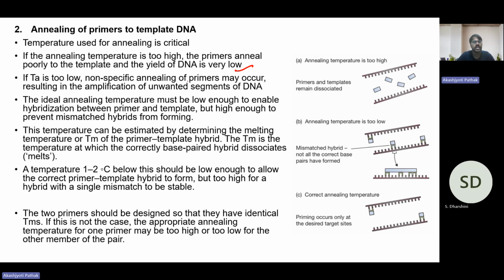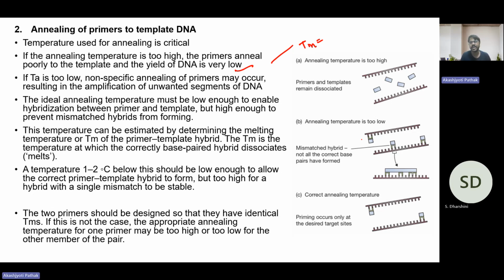Okay, so this temperature can be estimated by determining the melting temperature or the TM of the primer. When you design a primer, you will have a melting temperature. So what is the melting temperature of a primer? Melting temperature is that temperature at which 50% of your primers will anneal to your DNA molecule and 50% will not anneal to your DNA molecule. Okay, so the annealing temperature has to be lower than the TM.